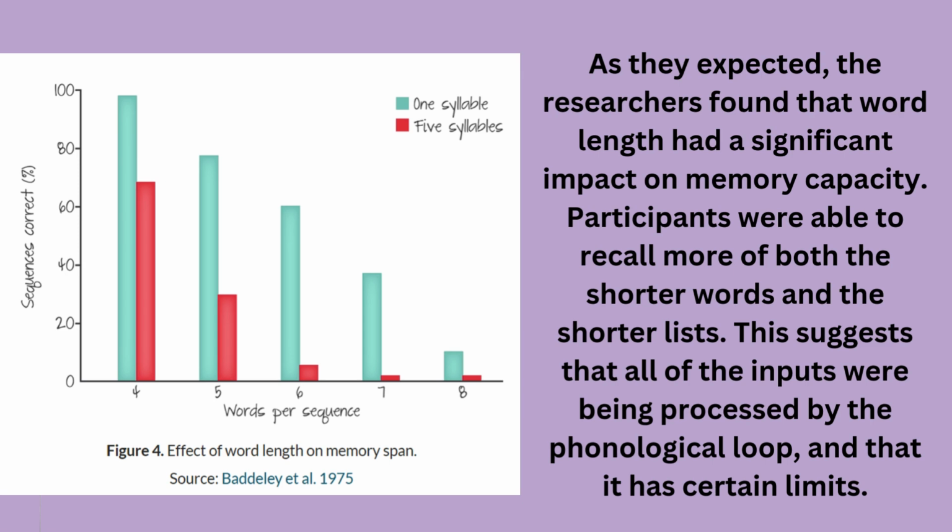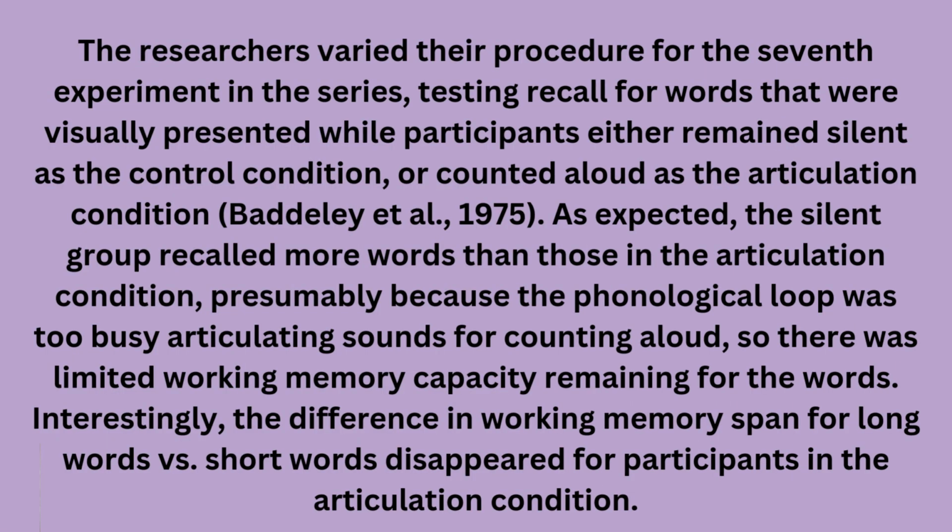As expected, the researchers found that word length had a significant impact on memory capacity. Participants were able to recall more of the shorter words and the shorter lists. This suggests that all of the inputs were being processed by the phonological loop and that it has certain limits. The researchers varied their procedure for the 7th experiment in the series, testing recall for words that were visually presented while participants either remained silent as the control condition or counted aloud as the articulation condition.